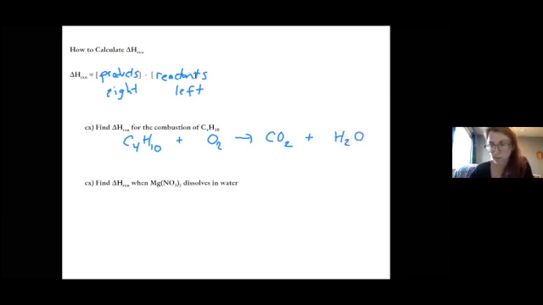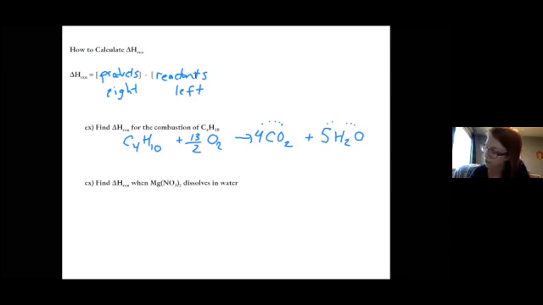The easiest order to balance in is C, then H, then O. So 4 C's on the left means I need a 4 there. 10 H's on the left means I need a 5 there. Here you'll see we have 8 plus another 5 oxygens. That's 13, an odd number, so I put the odd number over 2 as my coefficient. Okay, so that's my reaction.